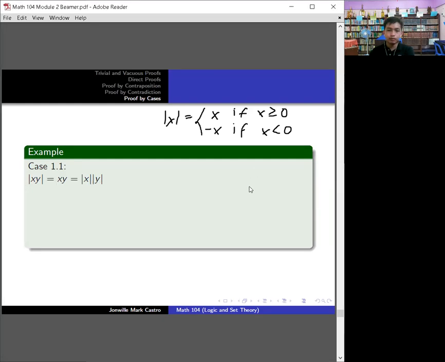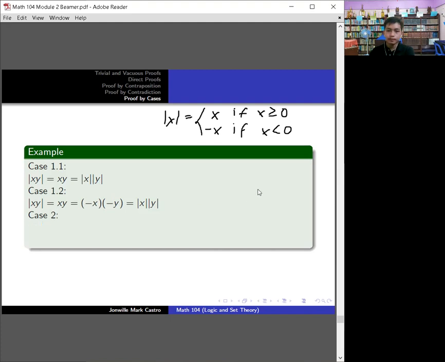Case 1.1. Case 1.2, they are both negative. So, absolute value ni xy is, since x is negative and y is negative, masusulat natin siya sa form na negative x times negative y. So, this is xy, which is equal to negative x times negative y, which is equal to absolute value of x times absolute value of y. So, pwede natin ilagyan na absolute value bars.